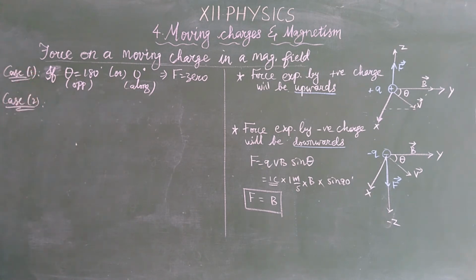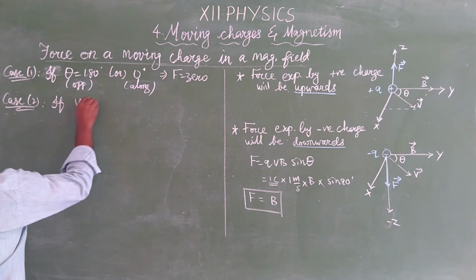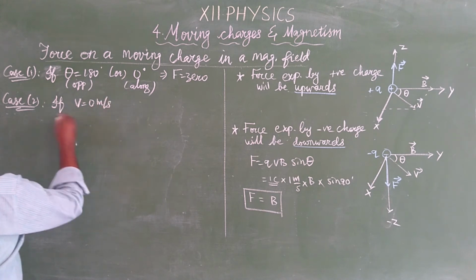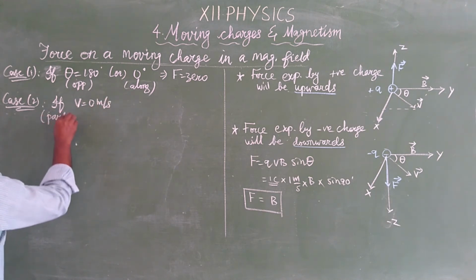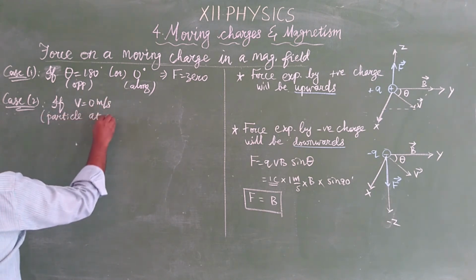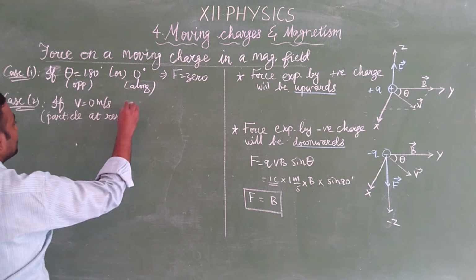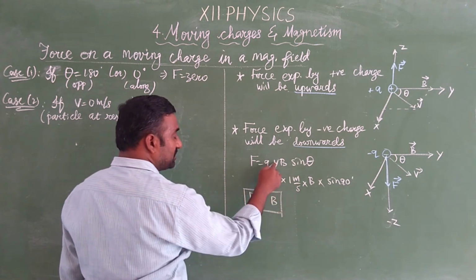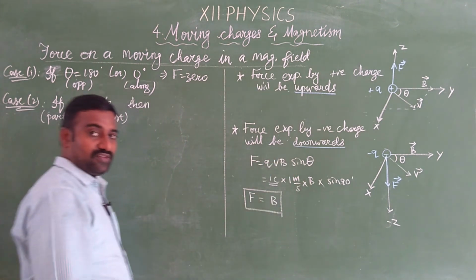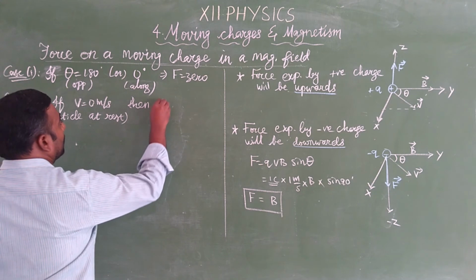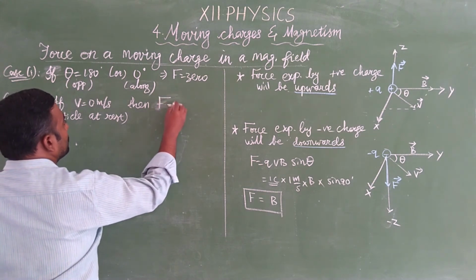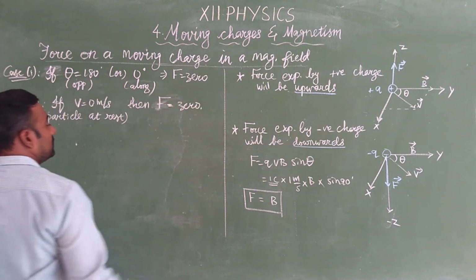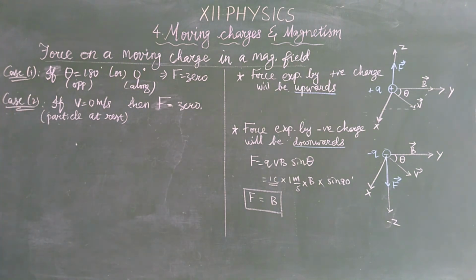Case 2: now we are taking the velocity. If velocity is equal to 0 meter per second, what is the meaning? The charged particle is at rest. If the particle is at rest, then what is the force? If there is no velocity, 0 into anything, everything is 0. Then force is equal to 0. So the particle does not experience any force.